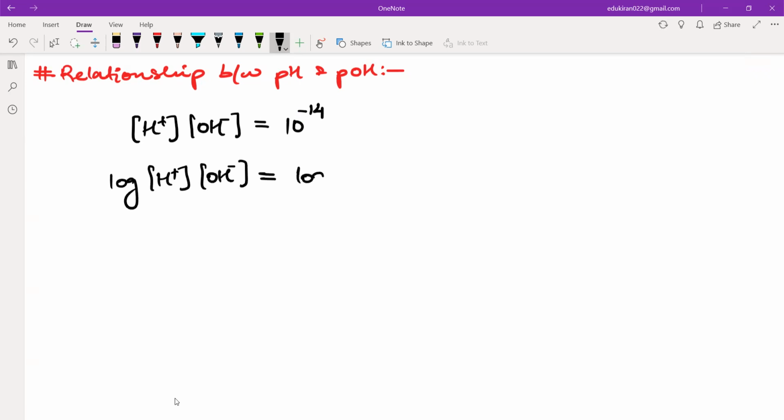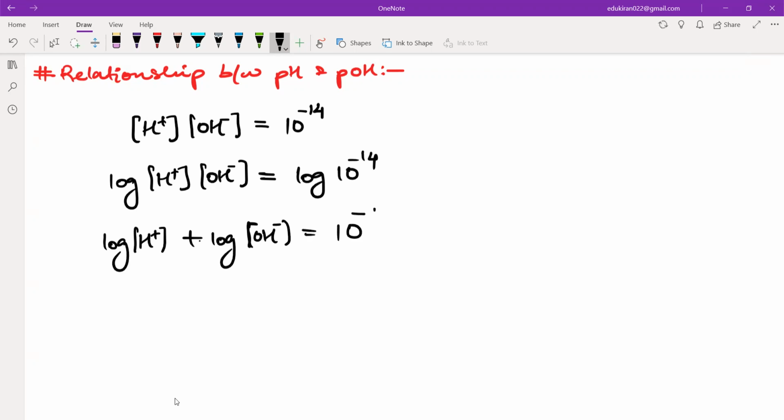This will be equal to 10 log into 10 to the power minus 14. Now what will happen? I can write this as log of concentration of H positive, plus log of concentration of OH negative, which will be equal to log of 10 to the power minus 14. And then this minus 14 will come down. It will become minus 14.